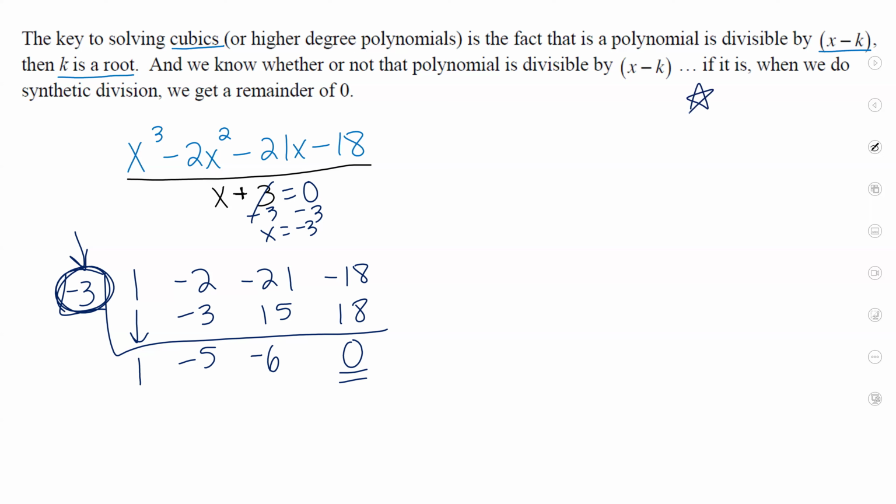So I know that I can rewrite this cubic polynomial as x plus 3. That's one of our factors. That's a factor because we got 0 as our remainder. And then this down here is x squared minus 5x minus 6. So that is our other factor, and we can continue factoring this.